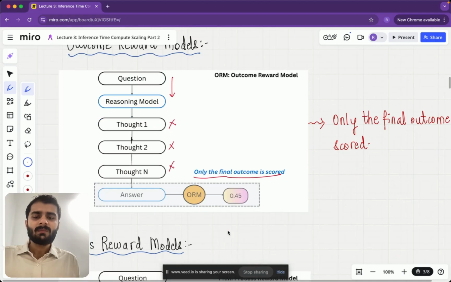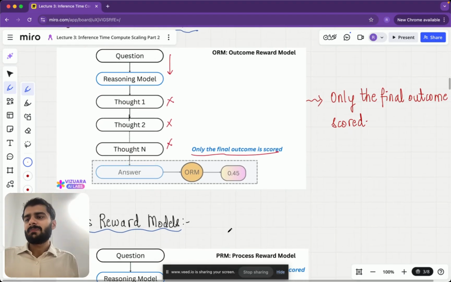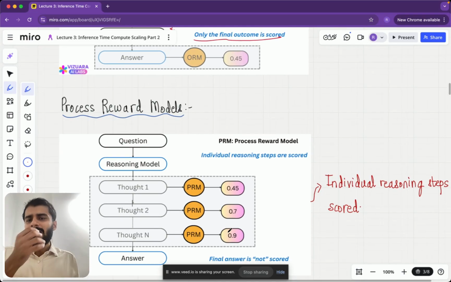The next category, which is more popular, is process reward models. And these make more sense because when you are using a reasoning model, the thought process is very important for you. So there needs to be a mechanism which judges not just the final answer, but also the individual thoughts which are leading to the final answer. So here what you see is that thought 1 is sent to the process reward model and then the model is scoring the thought. Thought 2 is again sent to the process reward model and the model is again scoring the thought.